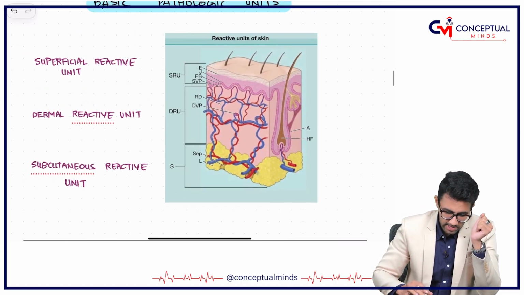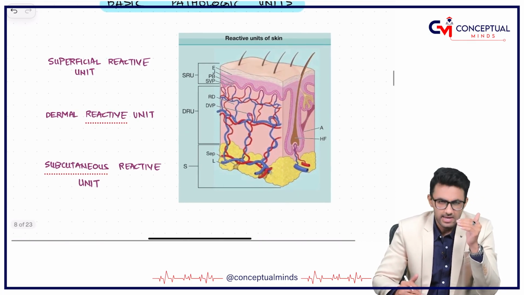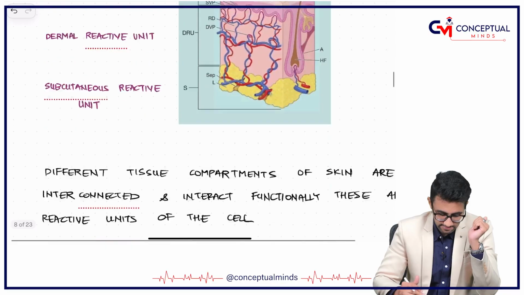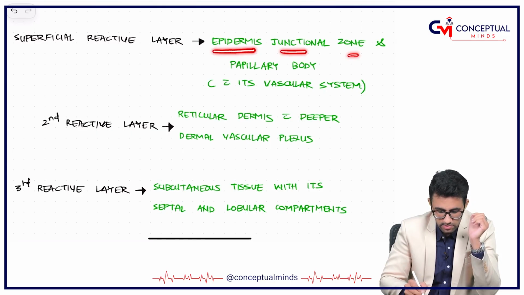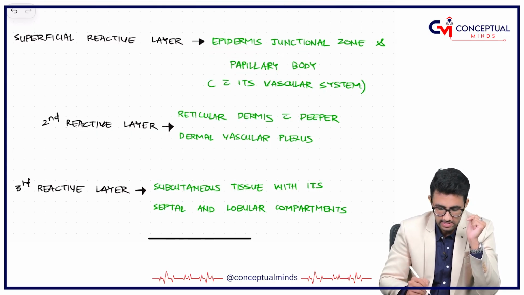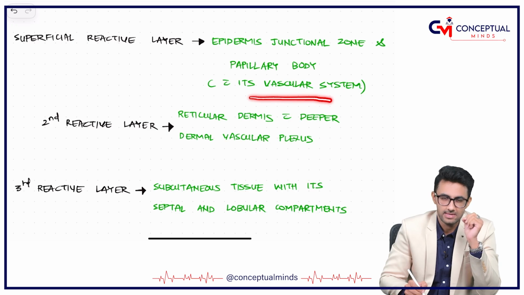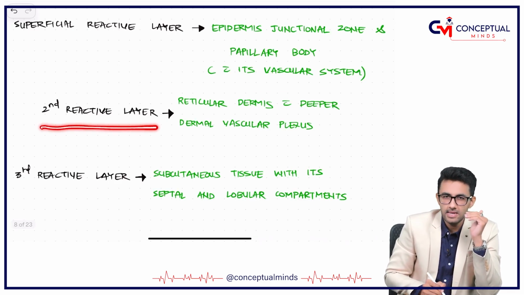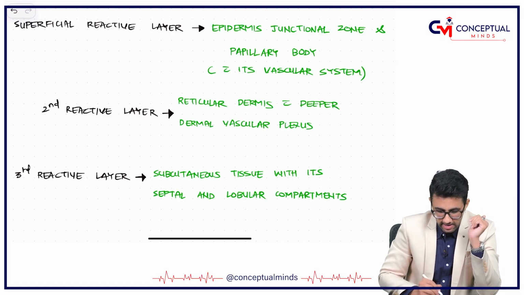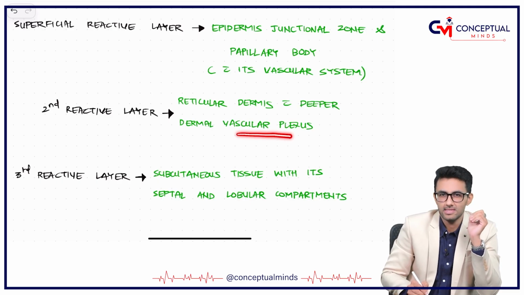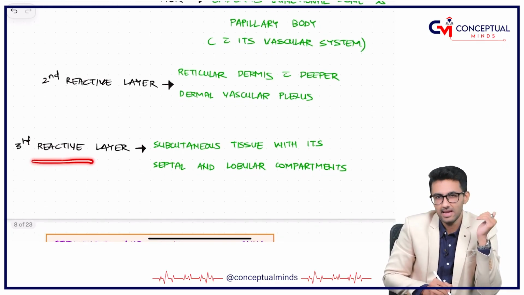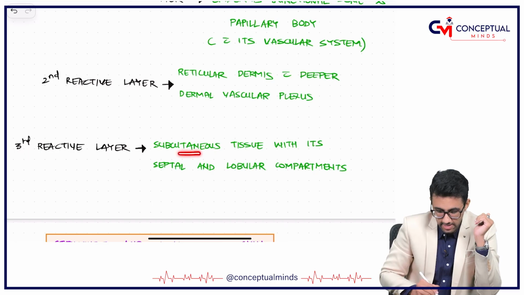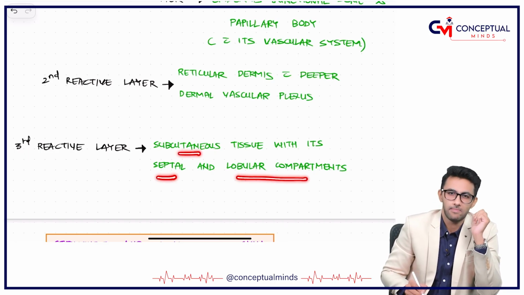All right, so let us just revise what we just learned. The superficial reactive layer had the epidermal junction zones and the papillary bodies, along with the vascular system. The second, the deep reactive layer, had the reticular dermis and the vascular plexus, as we just saw in the diagram as well. The third layer, the one at the bottom, was the subcutaneous tissue with septa and lobular compartments.